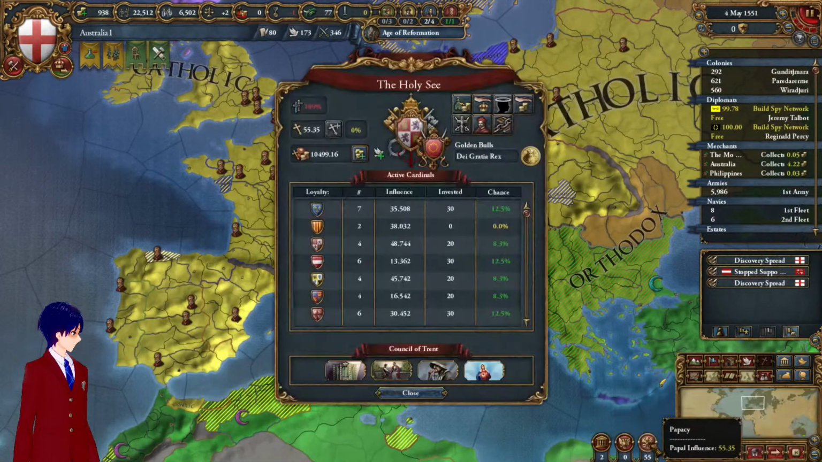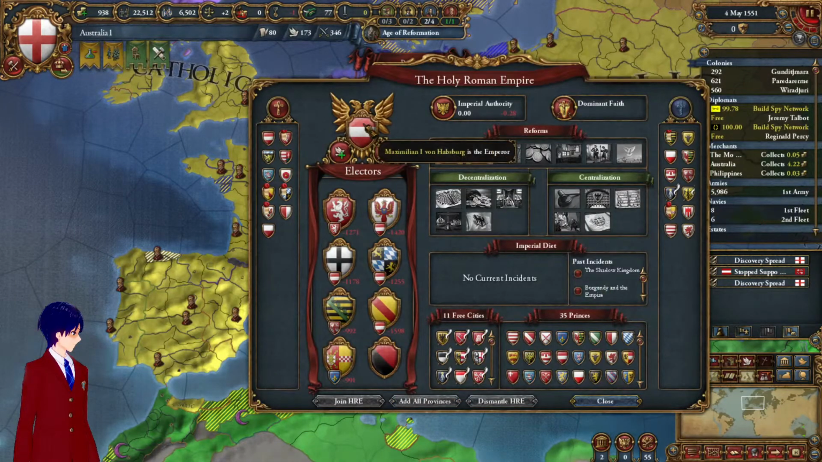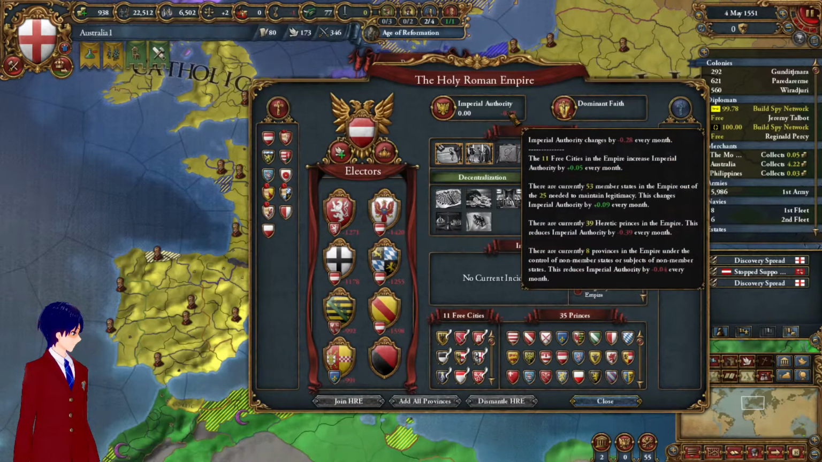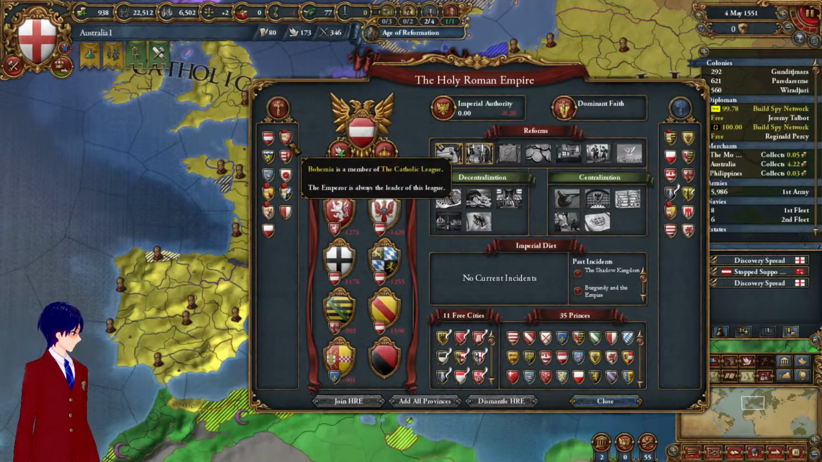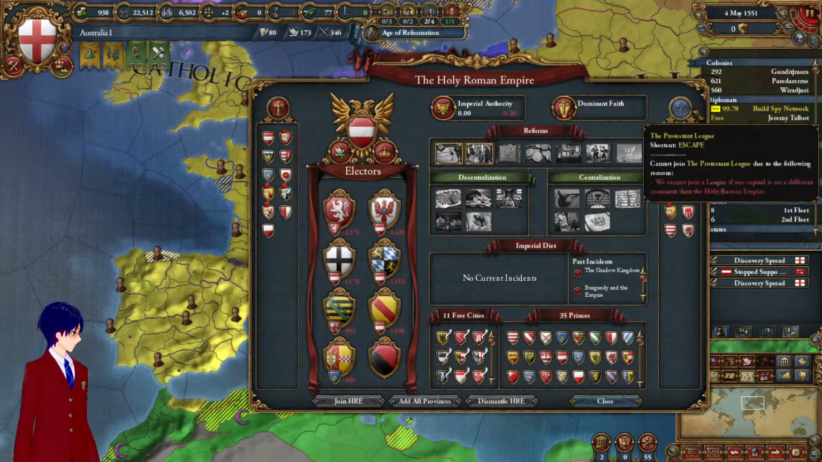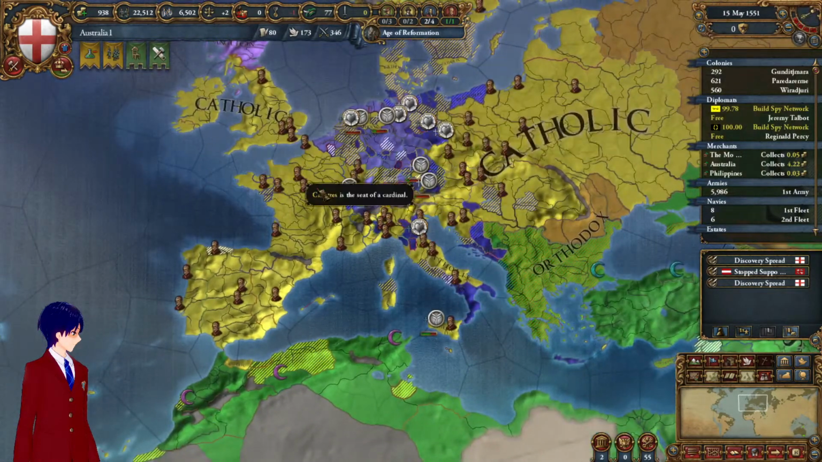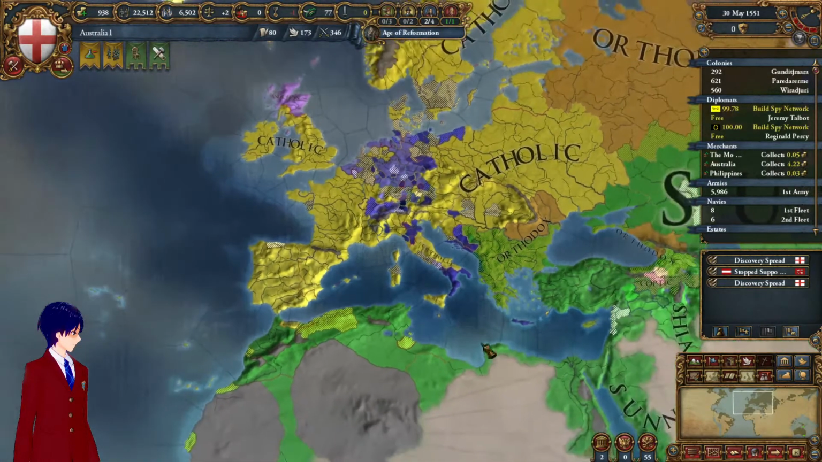Actually, let's see, what's the Holy Roman Empire like? He is the emperor. Papal incident. Past incident. Oh, right, there was this thing that I should have played with at some point. Reforms. There's no authority because heretic princes. Ouch. Catholic League. Protestant League. That is so cool. That is genuinely cool. And the fact that this played out in the way that it did.